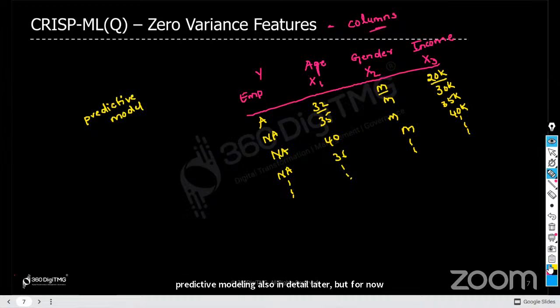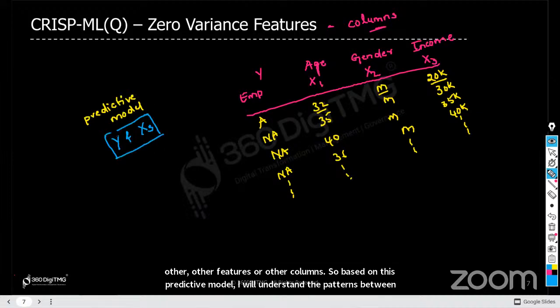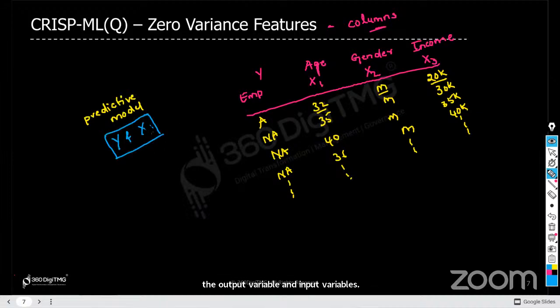So here I'm going to predict, based on the data available, whether an employee will resign or not based on the other features or other columns. Based on this predictive model, I can understand the patterns between the output variable and input variables. Here the output variable is this one and the rest are all inputs. Okay, fine. So this is how predictive modeling works.